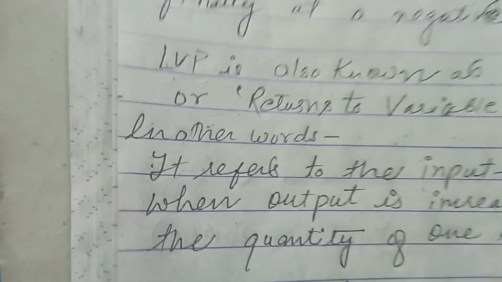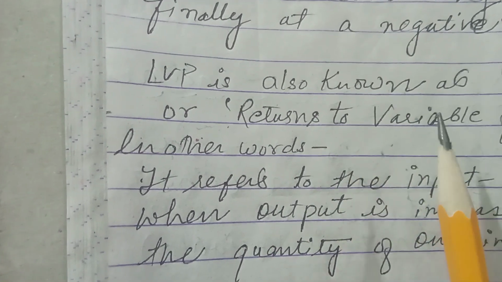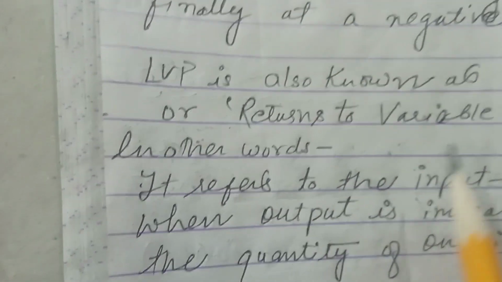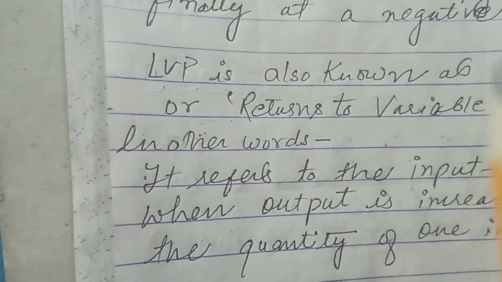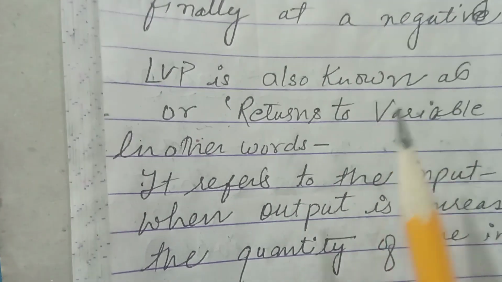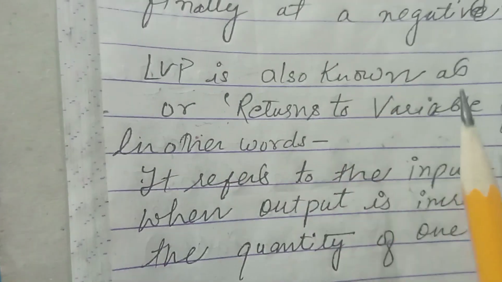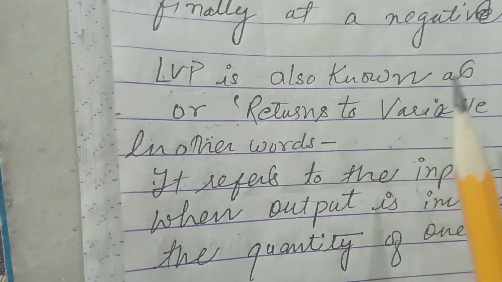Now again the question comes, what are the reasons behind diminishing returns to a factor? Why are the returns diminishing? You can say the optimum combination of factors could be one reason, or imperfect substitutes. If there are imperfect substitutes, then the result will also be diminishing returns to a factor.